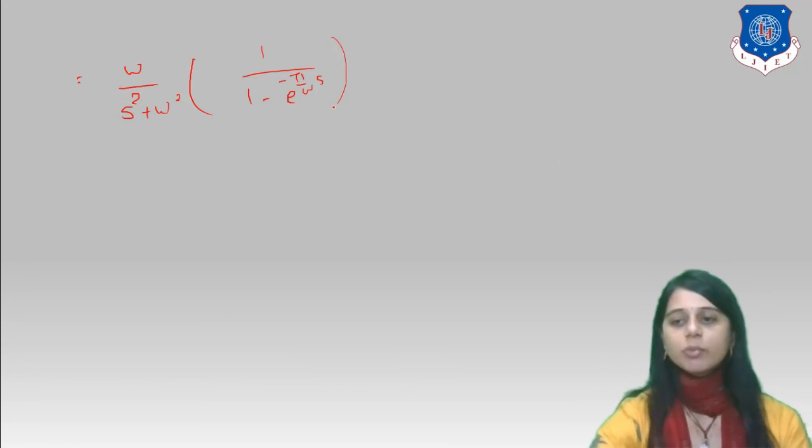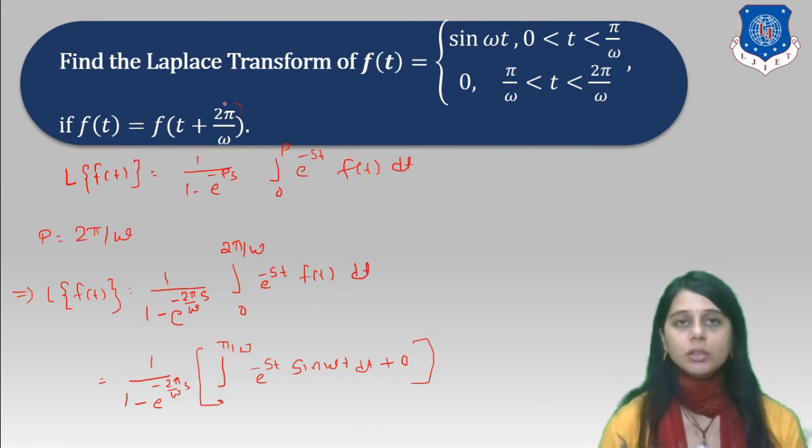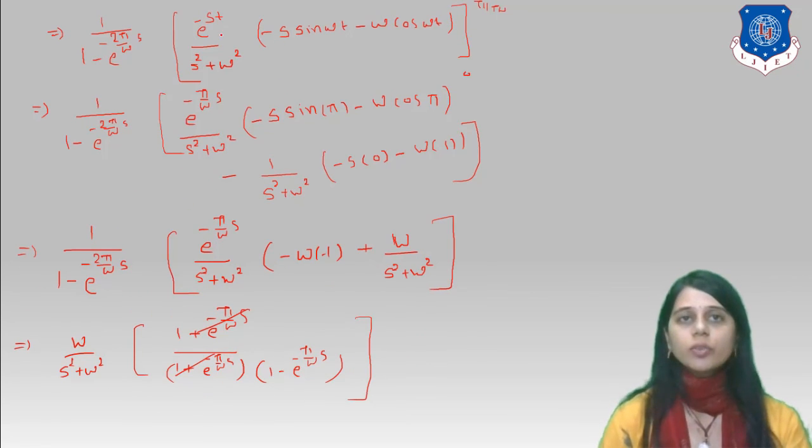We revise this example again. First of all, you have to find what your p is. Write the formula and put the value of p. Then divide the interval. Now f of t is sin omega t in the interval 0 to pi by omega, and it is 0 from pi by omega to 2 pi by omega. Integrating, we get e raised to minus st upon s square plus omega square, times minus s sin omega t minus omega cos omega t, from 0 to pi by omega.